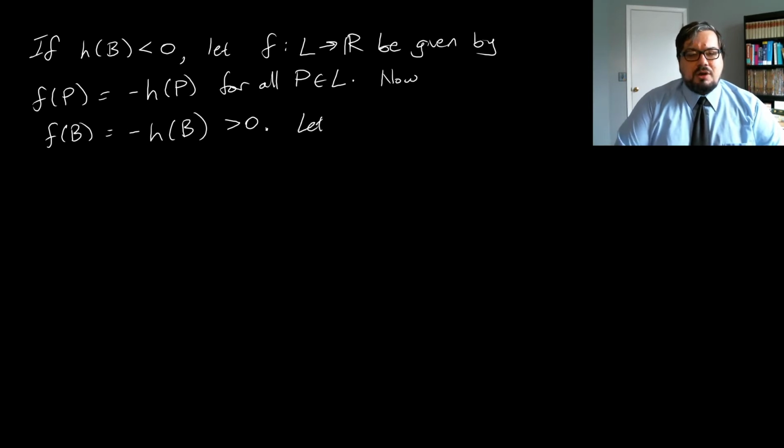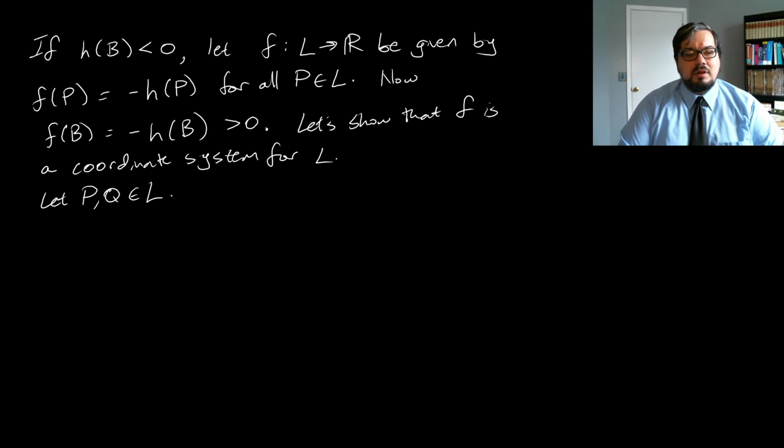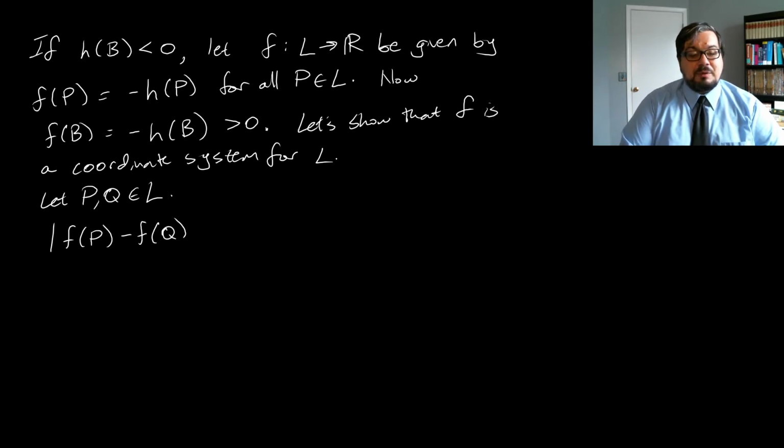So let's show that f is a coordinate system for L. Let P and Q belong to L. We want to look at the absolute value of f of P minus f of Q, and we want to show that this is equal to the distance from P to Q.